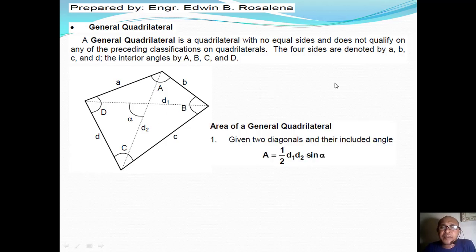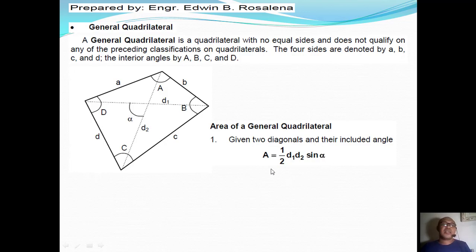So, the area of the quadrilateral can be solved by using area is equal to 1/2 D1 times D2 sine of alpha. So, this formula of the area is expressed in terms of the diagonals and the angle between them. Now, if you observe, we have presented this formula already. Area is equal to 1/2 D1 D2 sine of alpha.